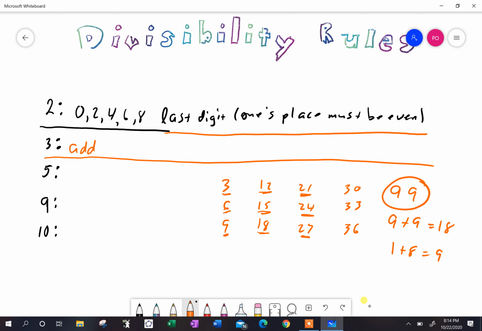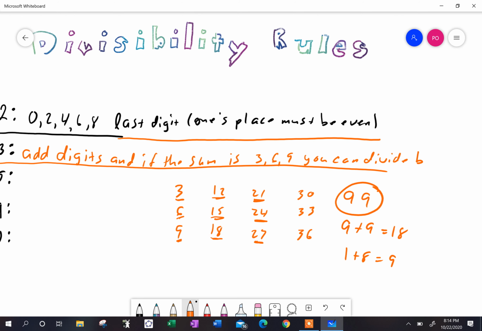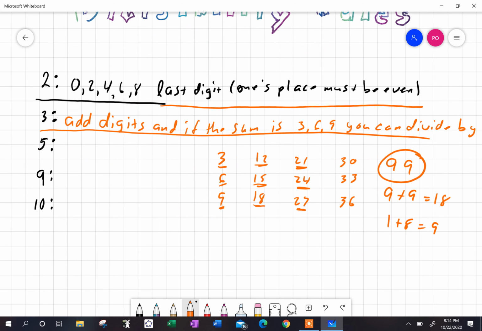Add digits, and if the sum is 3, 6, or 9, you can divide by 3. All right.